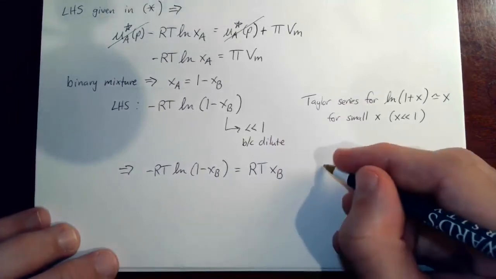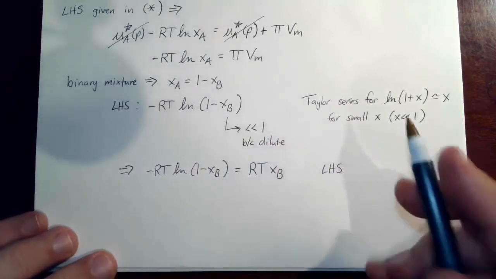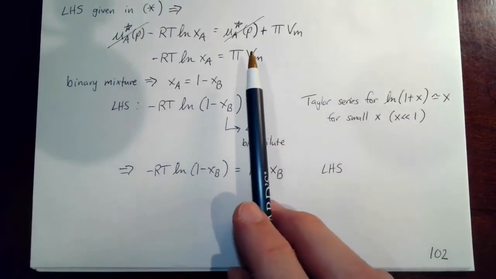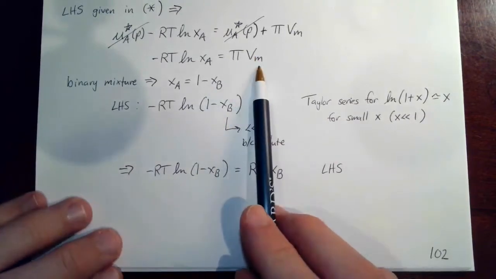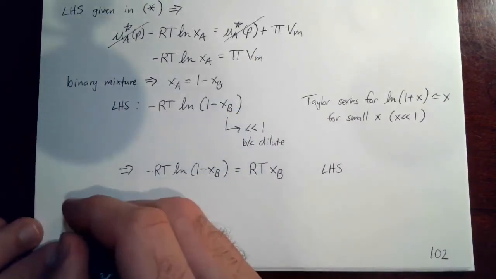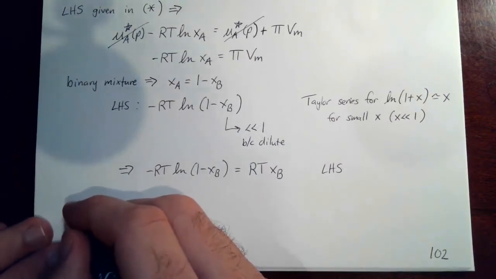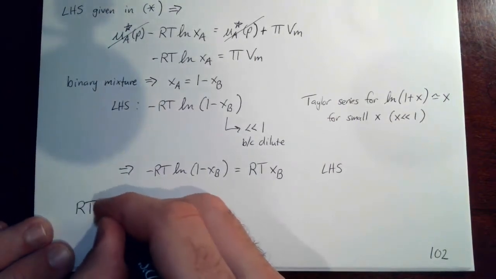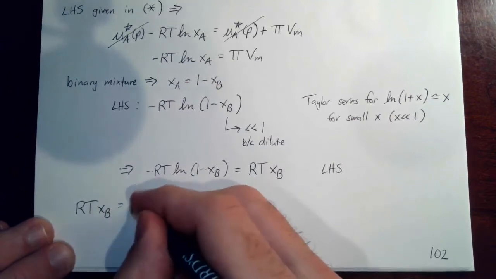Okay, this is my left-hand side. All right, and now let's equate that to the right-hand side. So we have RT xb is equal to pi Vm.